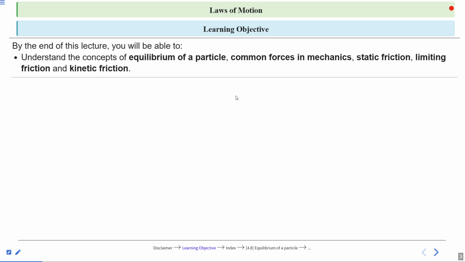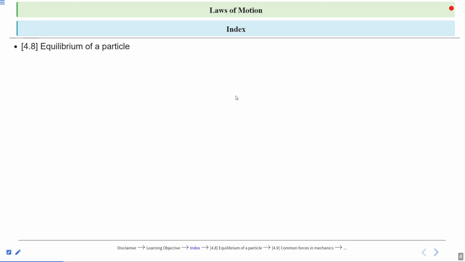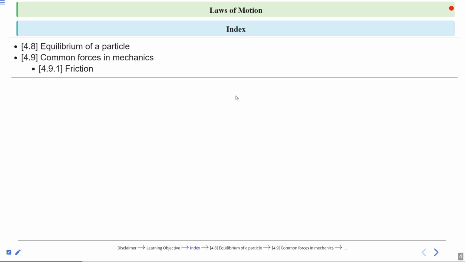Learning objective. By the end of this lecture, you will be able to understand the concepts of equilibrium of a particle, common forces in mechanics, static friction, limiting friction and kinetic friction. So in today's lecture, we will cover 4.8 equilibrium of a particle, 4.9 common forces in mechanics. After that, we will learn 4.9.1 friction.